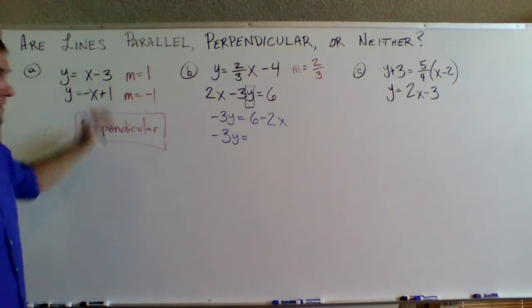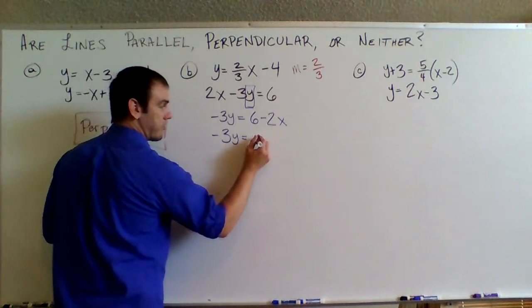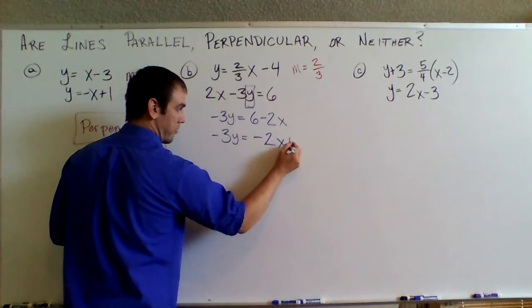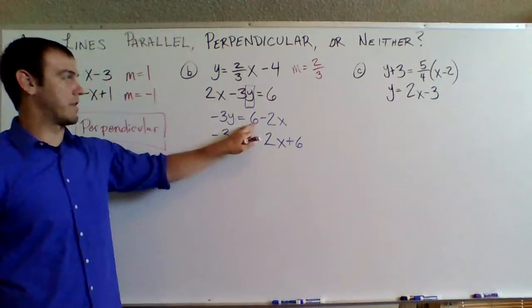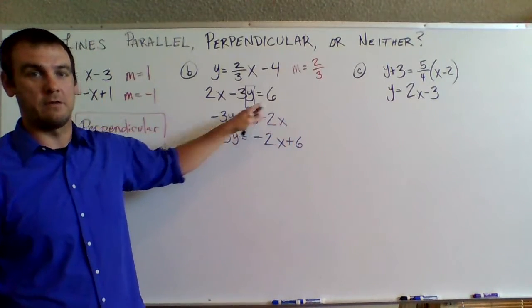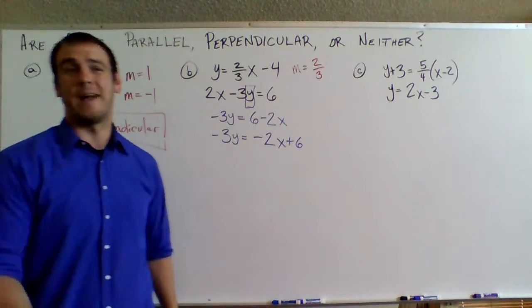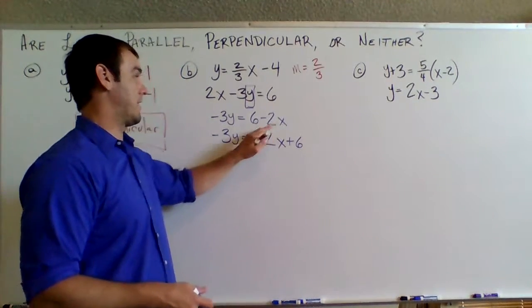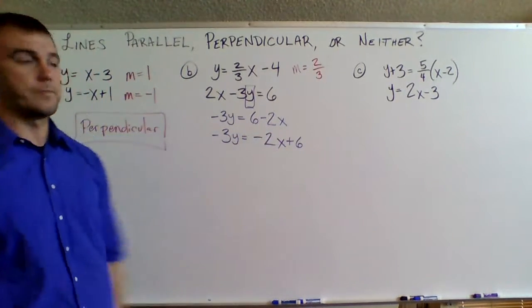So sometimes we get confused. Guys, this would really be the same thing as negative 2x plus 6. My 6 was positive, so it's still positive. My 2x was negative, so it's still negative. It doesn't really matter which order you write them in, but the signs need to stick with the numbers.